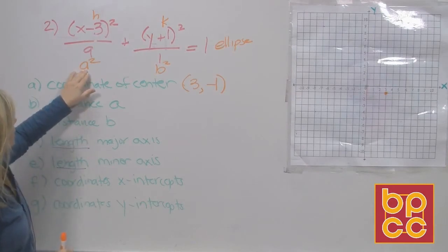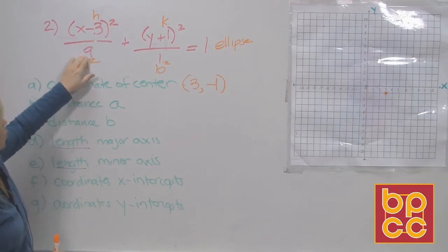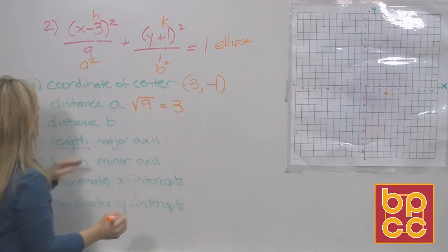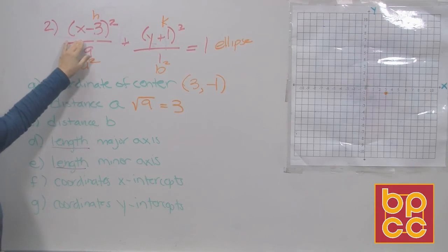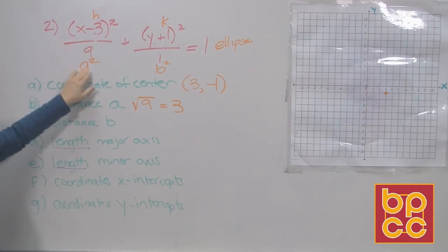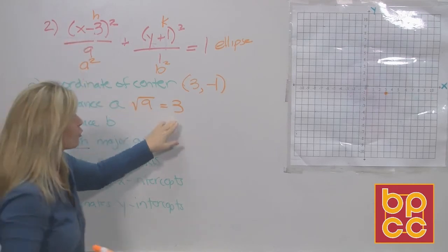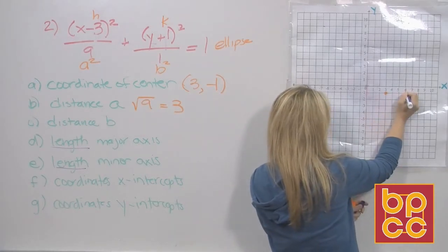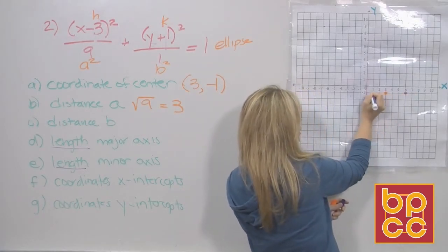Now we need our distances. A squared is not our distance. We need to square root that. So the square root of 9 is 3. A squared is always going to be under x squared. So if the x axis moves left and right, your A distance moves left and right. So from the center, we're going to move 3 to the right, 1, 2, 3, and 3 to the left.